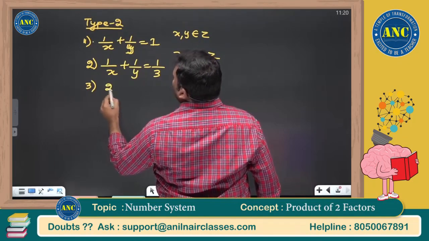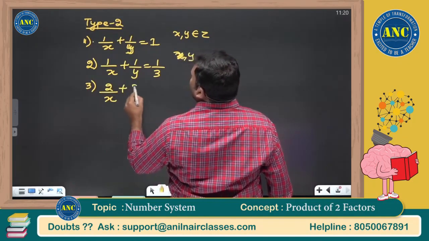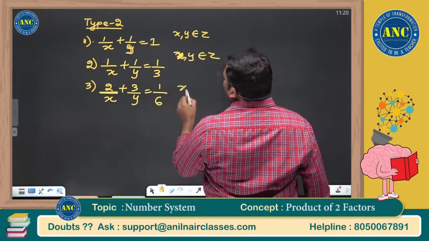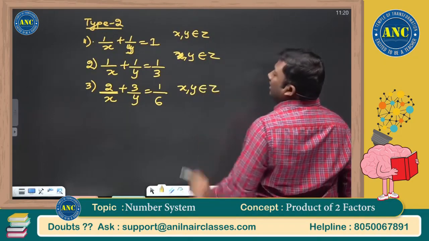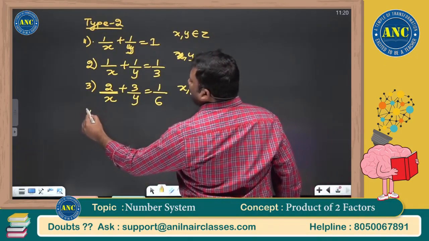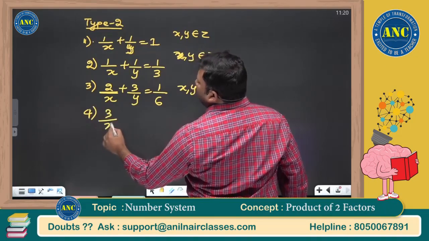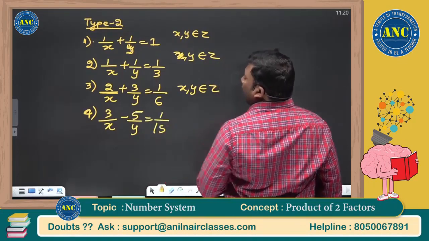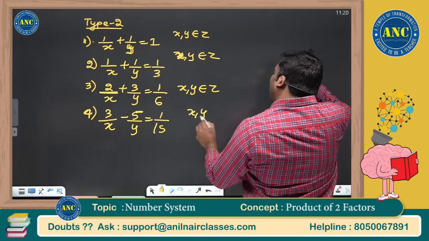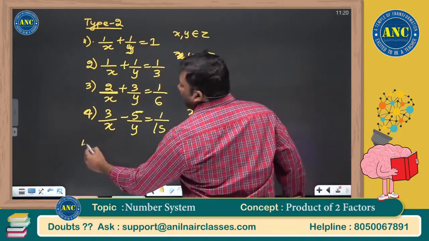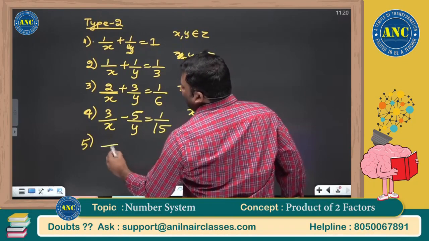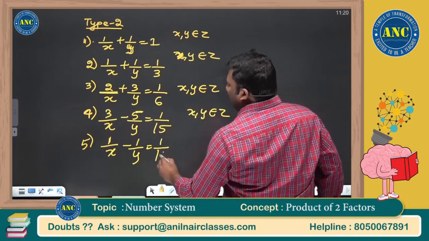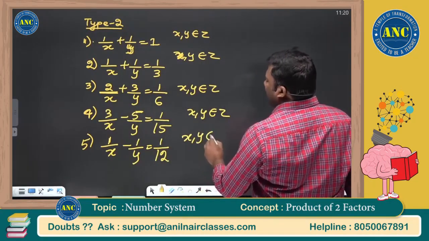Third question. 2 by x plus 3 by y equivalent to 1 by 6. How many integral solutions satisfy this equation? Next question. 3 by x minus 5 by y equivalent to 1 by 15. How many integral values will satisfy this equation? Next question. 1 by x minus 1 by y equivalent to 1 by 12. How many integral values satisfy this equation?